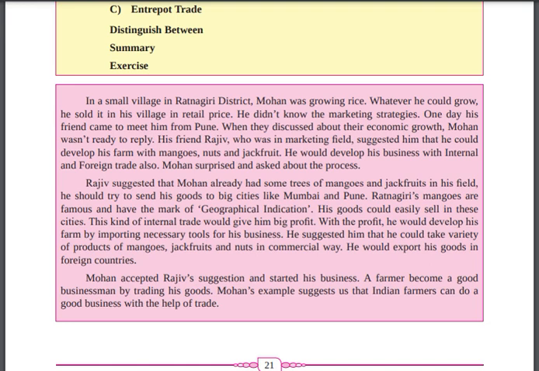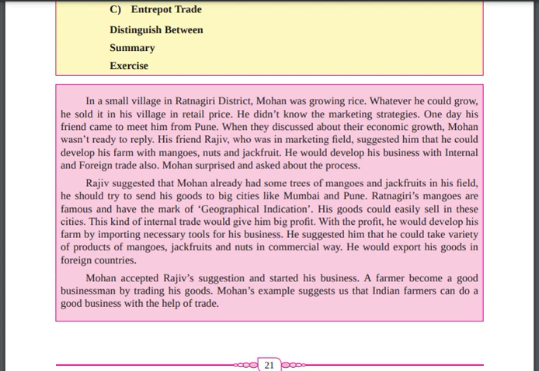So Mohan was growing rice only. One of his friends came from Pune and told him that you can grow your business by producing fruits like mango and nuts. Then Mohan was very curious and asked him what the process is and how he can proceed further. Then Rajiv suggested that Mohan already had some trees of mangoes and jackfruits in his field.